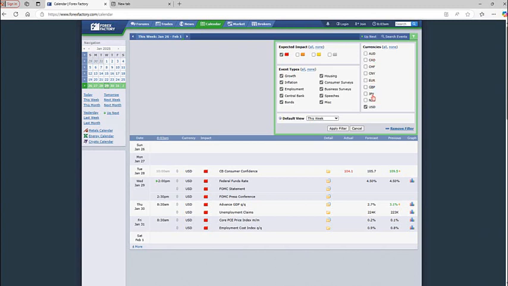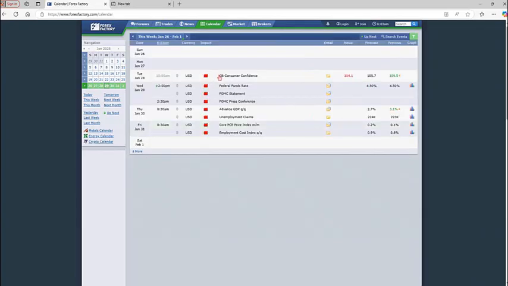That's for mainly Forex and pair trading. We want to check only the USD. So any news against the USD and a red impact, and apply filter. What you'll get is these red impact levels. And that's directly going to affect when you want to turn these strategies on or when you want to turn these strategies off. So you don't want to use these strategies.